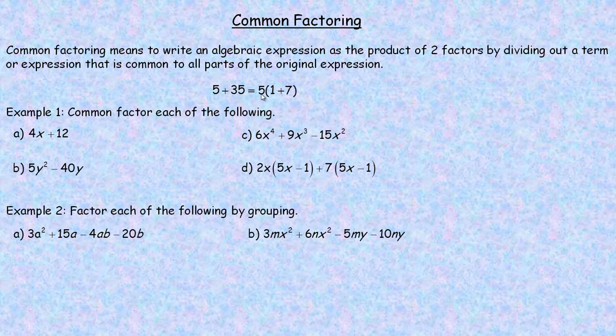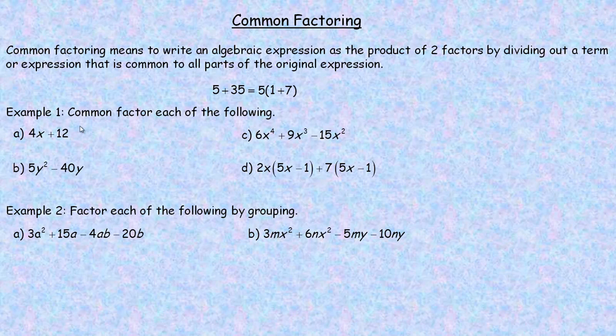If we multiply this 5 or distribute the 5 into the brackets, 5 times 1 is this 5, and then plus 5 times 7 is 35. So that's how you could common factor a numerical expression. All the other examples at the bottom of the page in example 1 and example 2 are algebraic because they involve placeholders, x's, y's, a's, b's, etc.